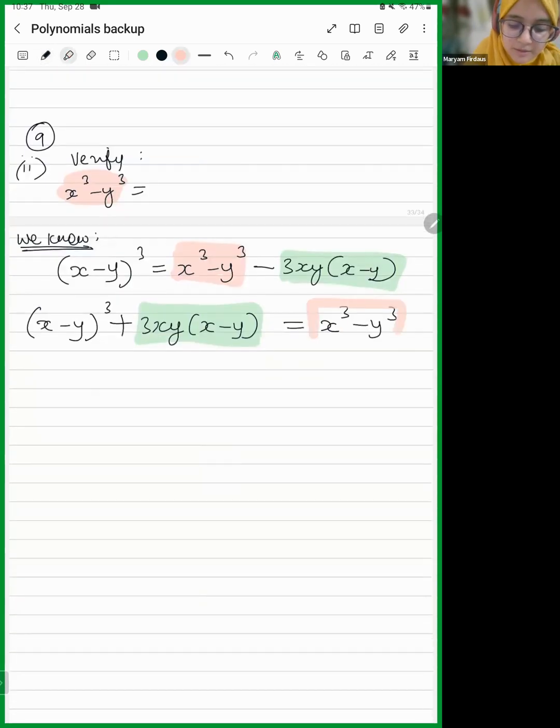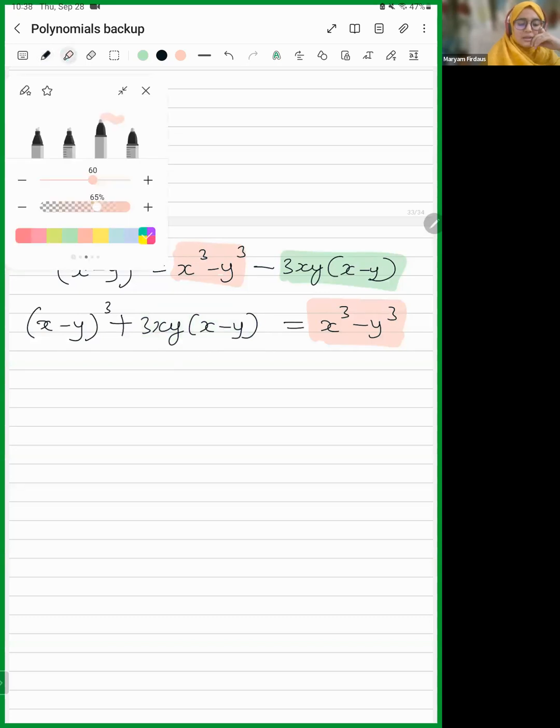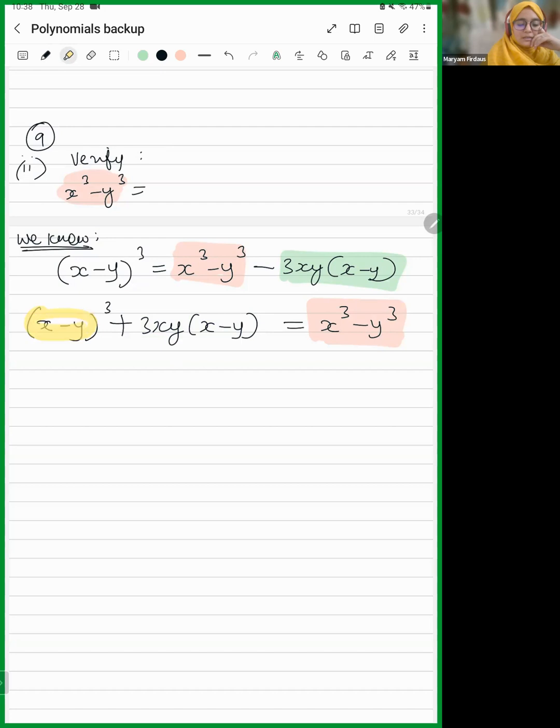Till here, is it clear, dears? Shall we move forward? Yes, ma'am, clear. So here now, again, just like the previous question, what should we take common from the left-hand side? Is there something that looks like we can take common? X and y? X minus y. Yes. So when you take x minus y as common, what do you get?